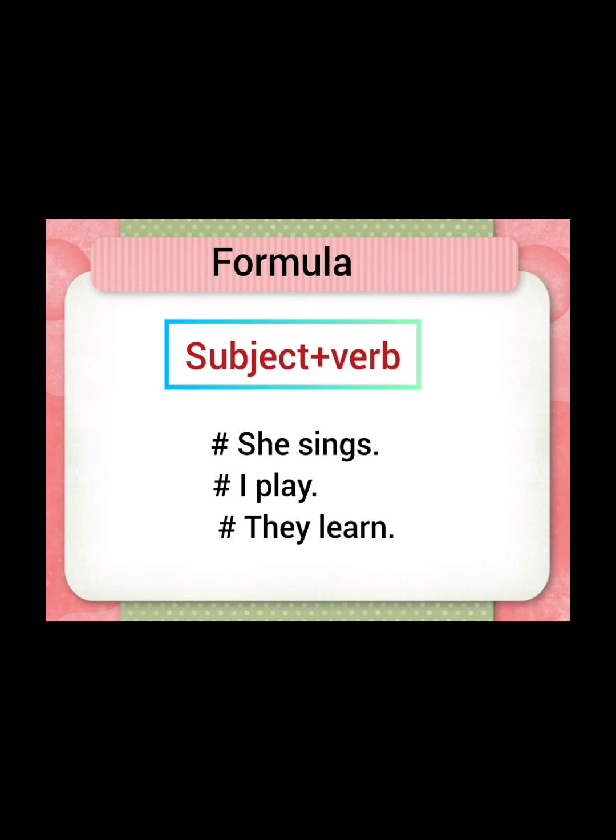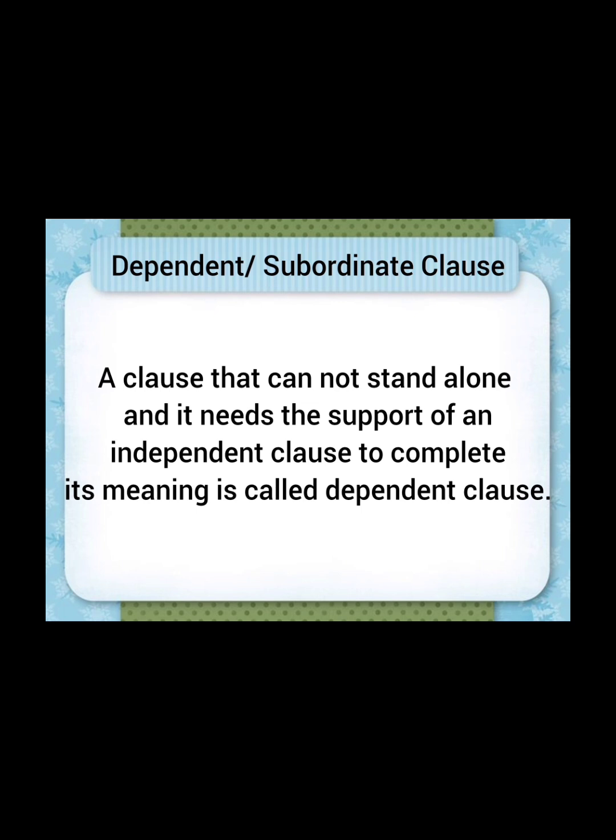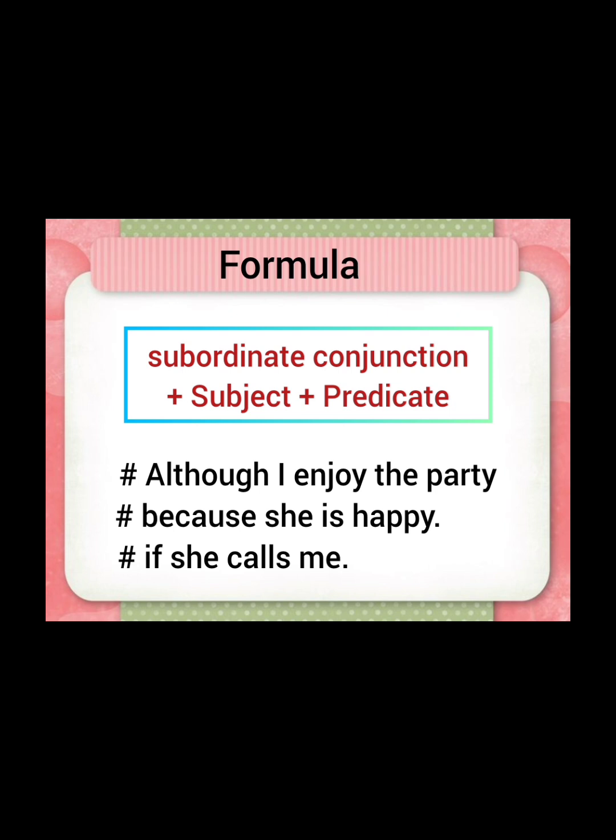Now it's time for dependent or subordinate clause. A clause that cannot stand alone and needs the support of an independent clause to complete its meaning is called dependent clause. Let's have a look at its construction. Subordinate conjunction plus subject plus predicate or verb. For example, although I enjoy the party. Although is a subordinate conjunction here.